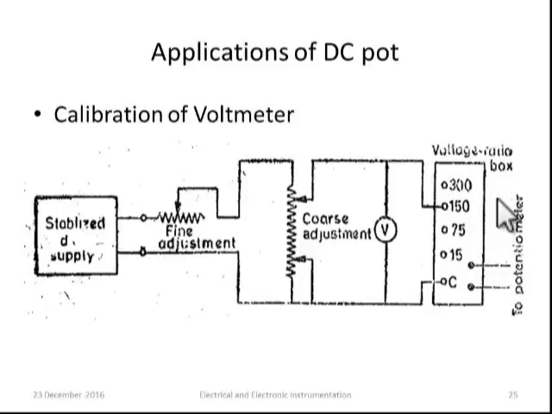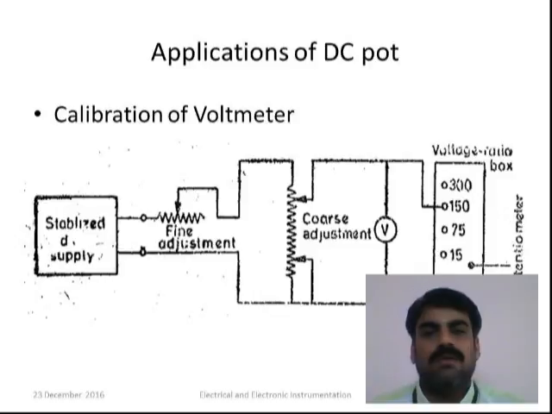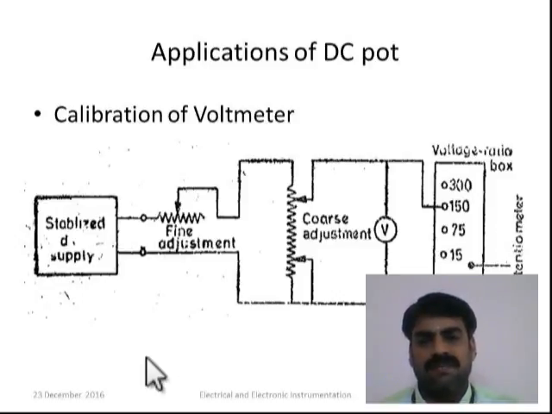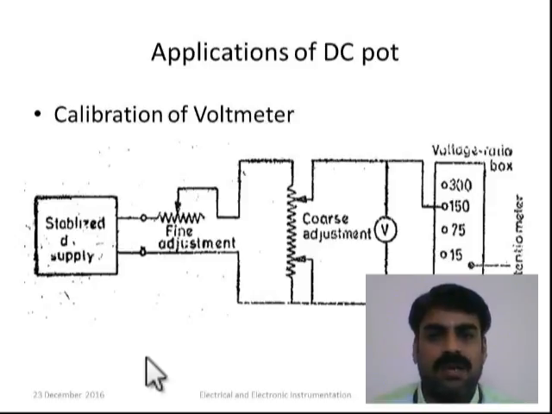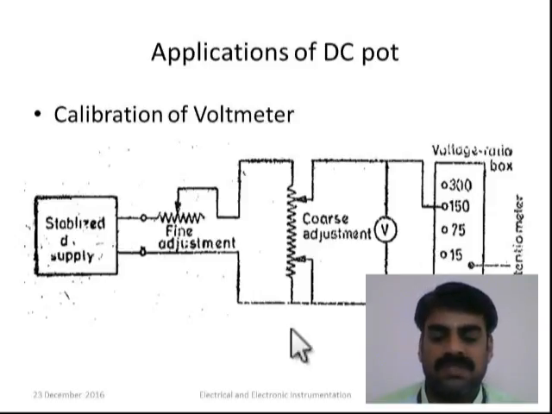Why we need this voltage ratio box? We know that in a potentiometer there is a maximum measuring range. From the main dial switch and slide wire together, we can measure only up to 1.6 volt. But if you want to calibrate a voltmeter for a voltage of 150 volt, we cannot give 150 volt directly to the potentiometer. So we have to step down to a level which is compatible with a potentiometer. For that only we are using a voltage ratio box.